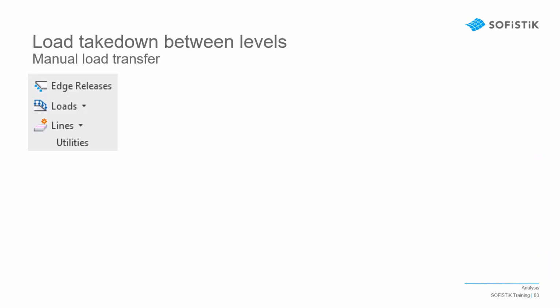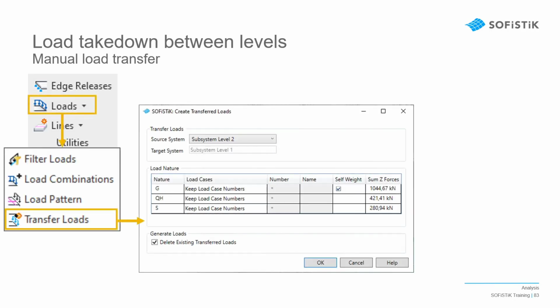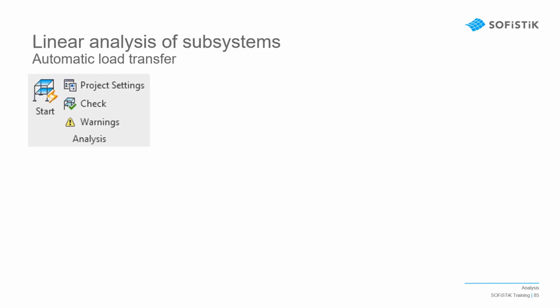This load takedown can be done by creating the loads in the view so that you can then adjust or modify them. For this, we use the command transfer loads. The software will then indicate which loads can be created and the various load cases concerned. However, a more recommended method is to have this load transfer done automatically by the software when performing the linear analysis of the subsystem.